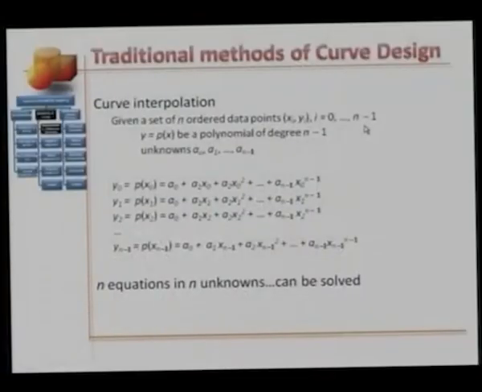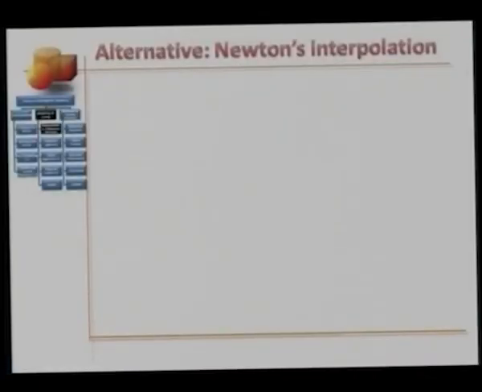If the number of equations, that is, if the number of data points is large, the inversion process will be slow. An alternative is the Newton's interpolation technique. This avoids matrix inversion altogether. The trick is to write the degree n minus 1 polynomial slightly differently.